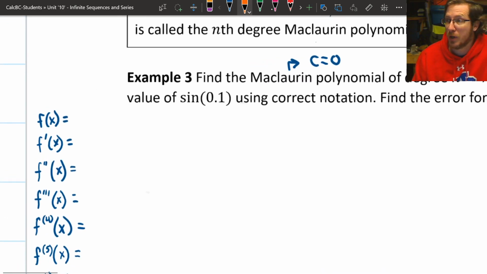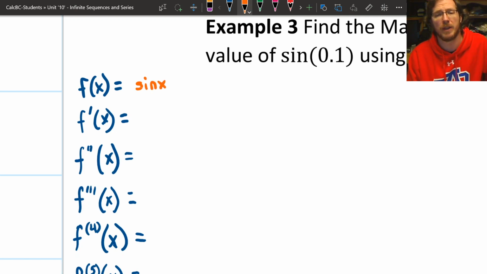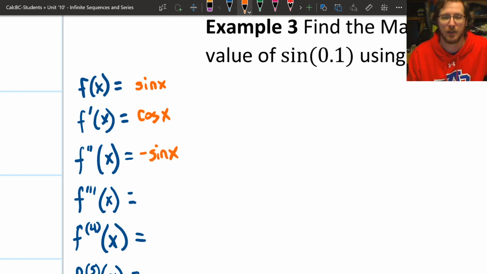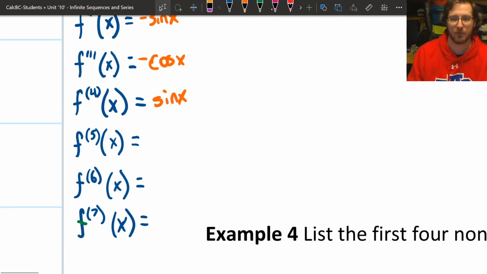So we know our initial function is sine of x. Derivative of that is cosine of x. Derivative of that is the opposite of sine of x. And so on and so forth. All right, start to see a pattern. We kind of loop back around when we get to the fourth one.